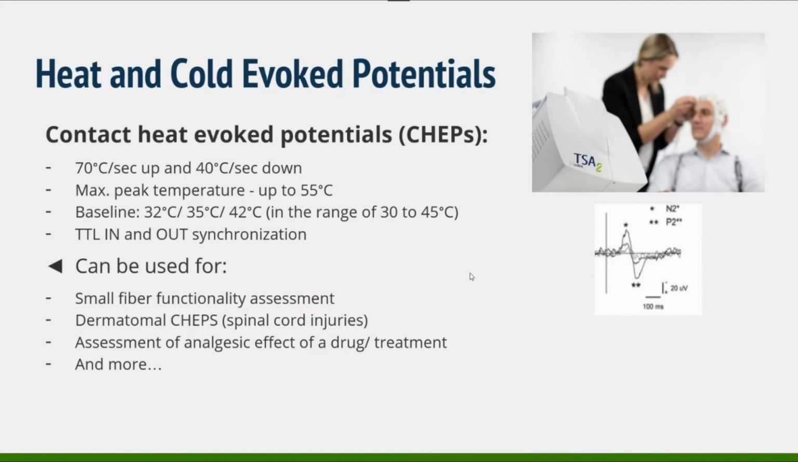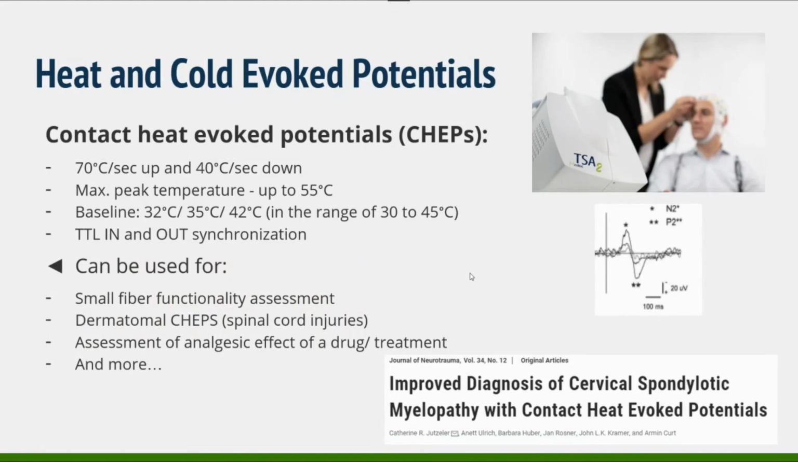It can also give the functional information: what got damaged, how the small fibers passing there got damaged, and how it influenced the functionality. So they published a lot of wonderful papers. This is just one of them, in which they demonstrate that the diagnosis of cervical spondylotic myelopathy, that specific type of myelopathy, can be improved when you use contact heat evoked potentials in addition to MRI scanning.